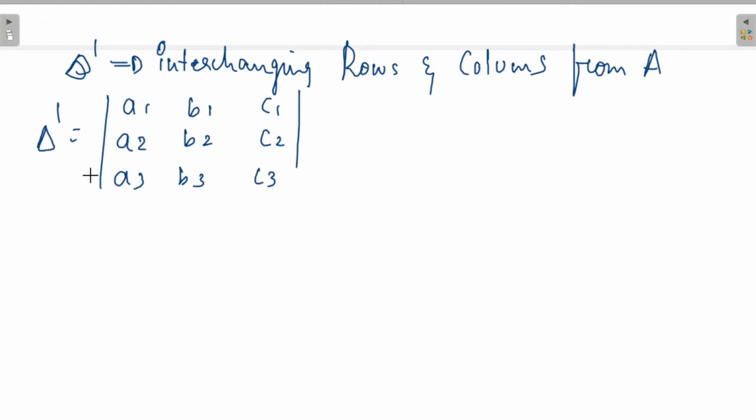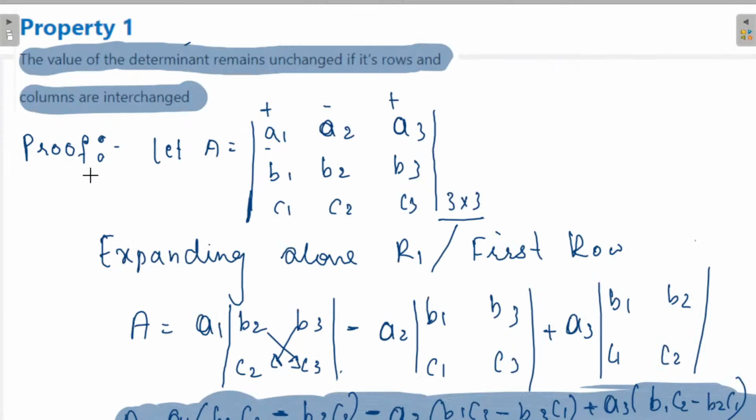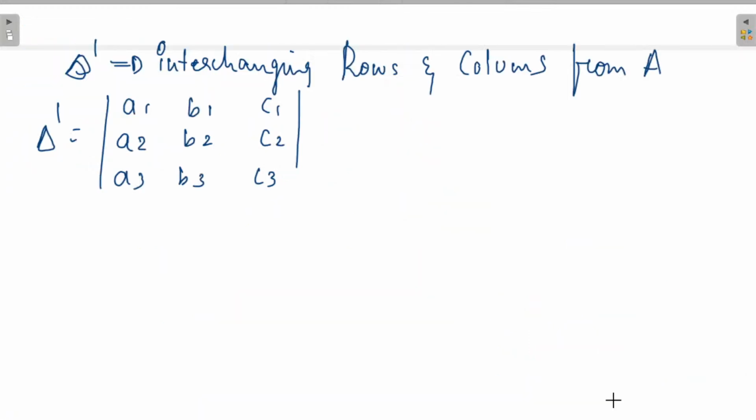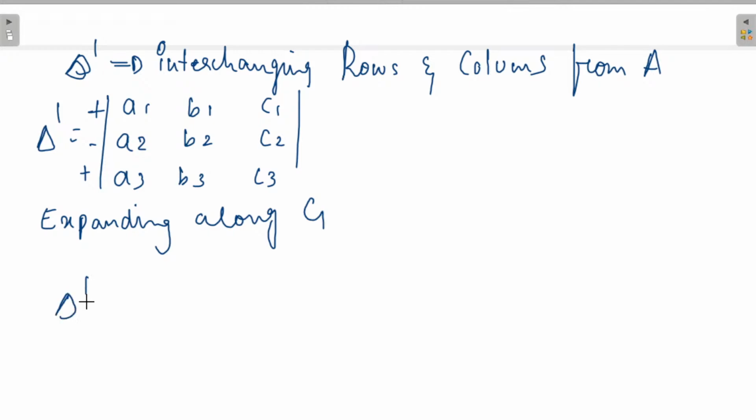Now here the very important thing, we should also get this A1, A2 and A3 as outsiders in our same expansion also. To get that, we'll make plus minus plus. Means what I'm trying to say, yes, you got me correct, that is expanding along C1. I'll expand it along C1, that is column 1. So here determinant delta 1, that will be A1.